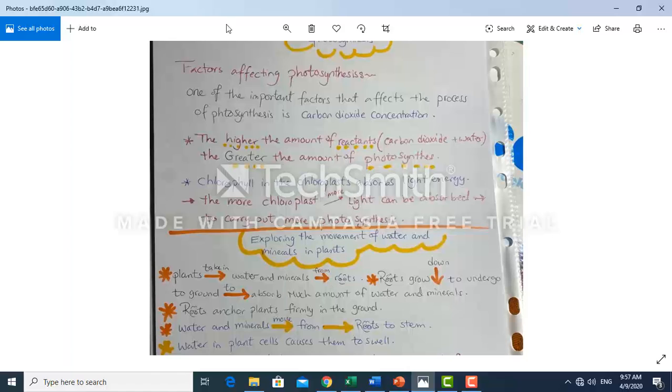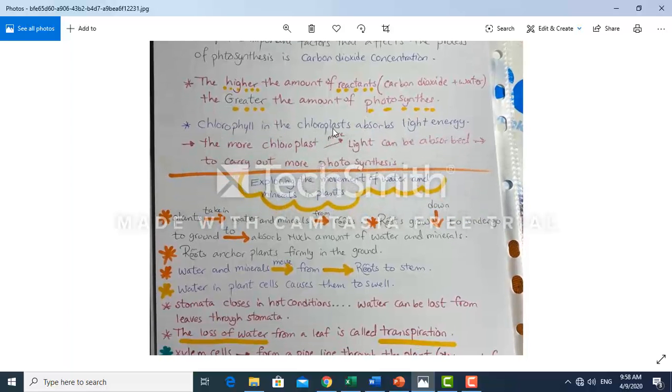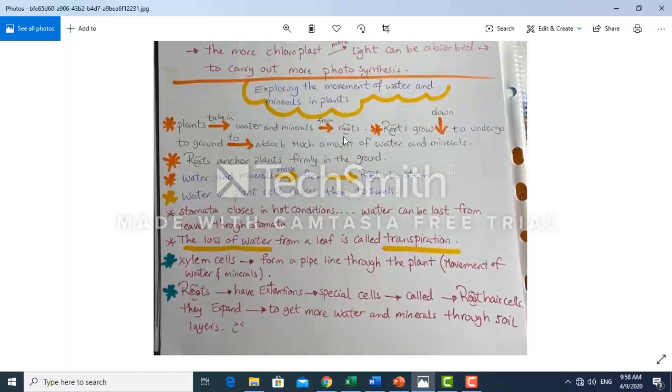Okay, so the last thing: the factors affecting photosynthesis are the carbon dioxide concentration, the humidity, and also the chlorophyll in the chloroplast. The more carbon dioxide and water, the more photosynthesis will be going on in this plant. The chlorophyll in the chloroplast absorbs light energy, so the more chloroplast I have, the more light can be absorbed, so it can carry out more photosynthesis.